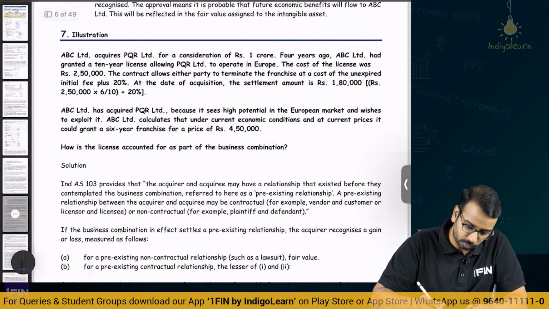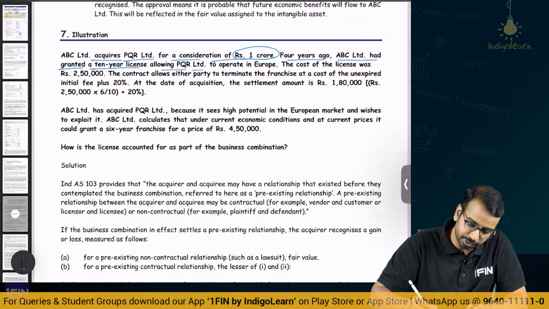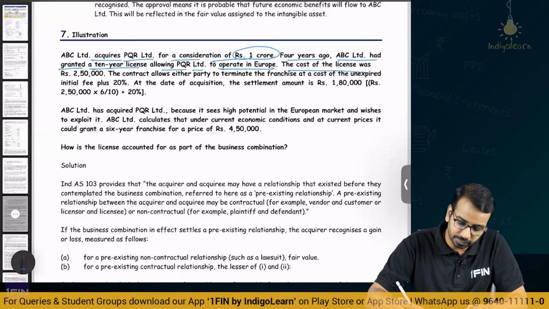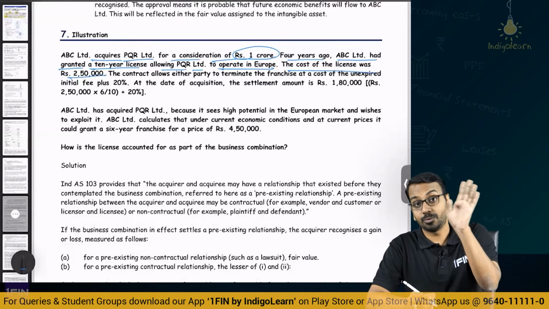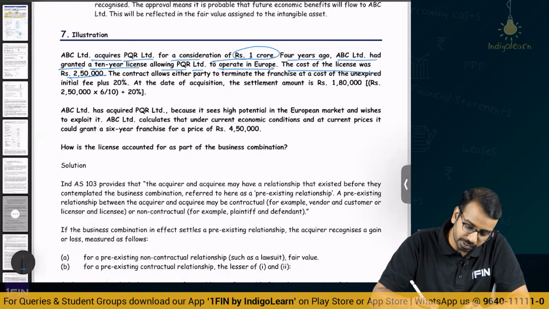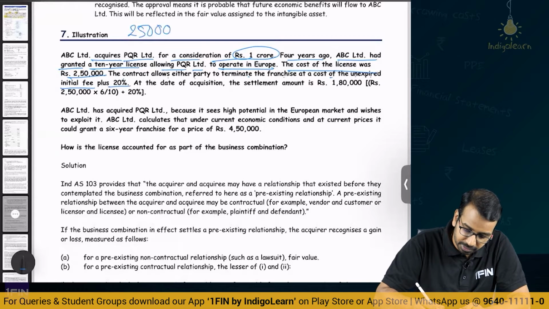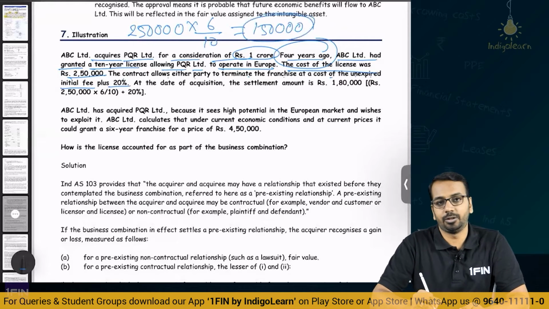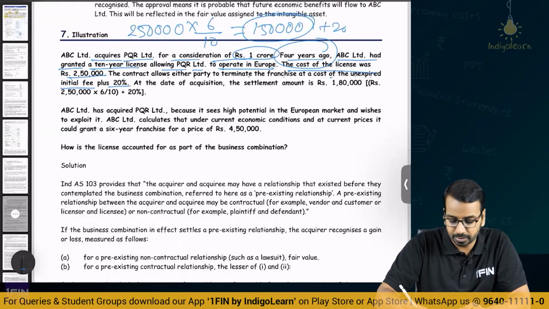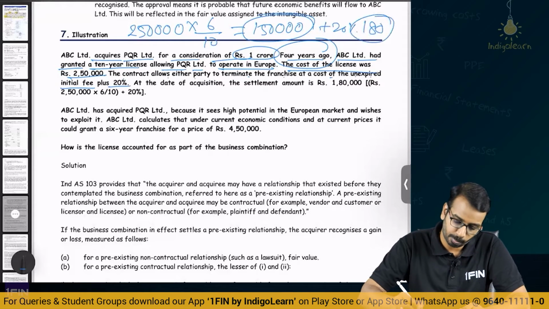ABC Limited acquires PQR Limited for a consideration of 1 crore. 4 years ago, ABC Limited had granted a 10-year license allowing PQR Limited to operate in Europe. The cost of the license was 2,50,000. So at that point of time, it was given at 2,50,000. The contract allows either party to terminate the franchisee at a cost of the unexpired initial fee plus 20%. So it is 2,50,000. 4 years ago means 6 years is unexpired. So 6 out of 10. This makes it 1,50,000. This is the unexpired value. Plus 20% you have to pay, that makes it 1,80,000.